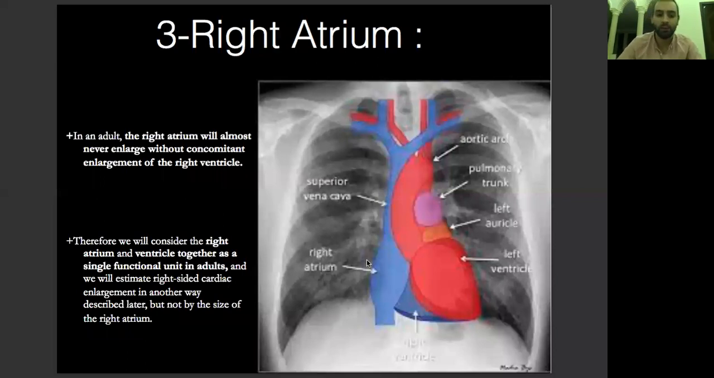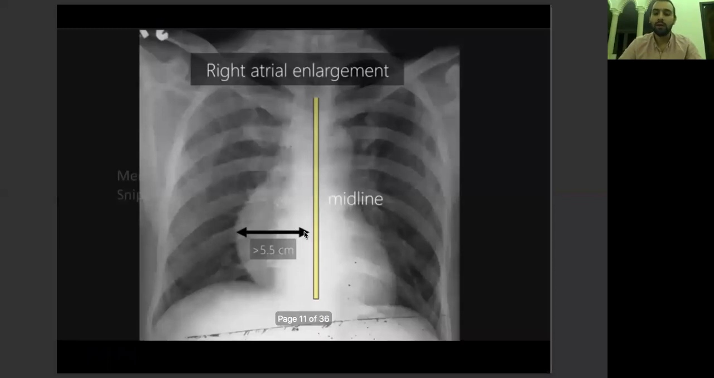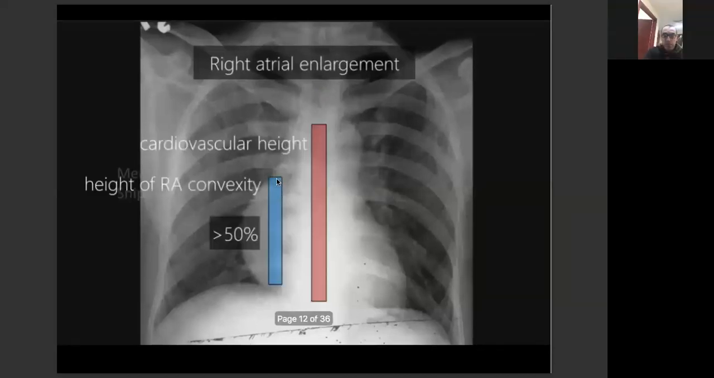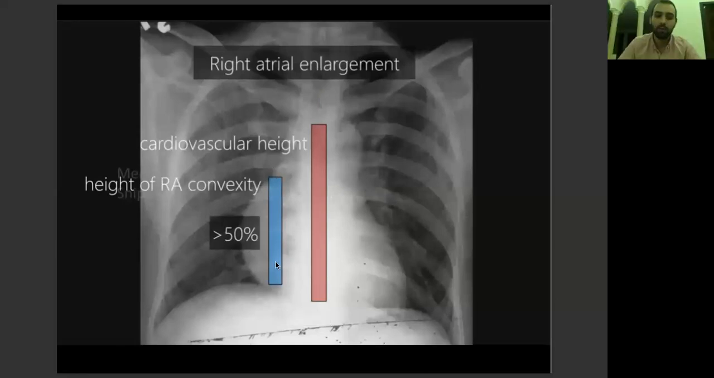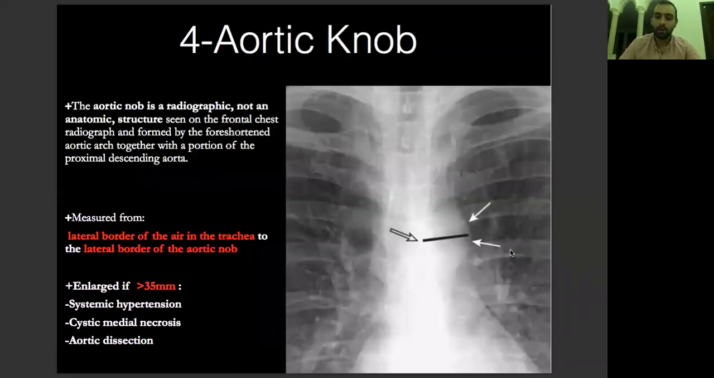Next is the right atrium. Usually the right atrium will almost never enlarge without concomitant enlargement of the right ventricle. How does it appear on radiograph? We can measure it both ways, horizontally and vertically. Horizontally, we take the right lateral border to the midline. If it's more than 5.5 centimeters, we could say we have right atrial enlargement. Also, we should measure the height of the right atrial convexity. If it's more than 50% of the cardiovascular height, as in this case, we could say we have a right atrial enlargement. Now we're going to check the left heart contour.